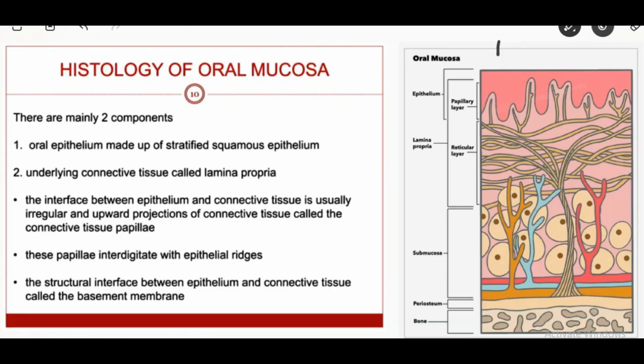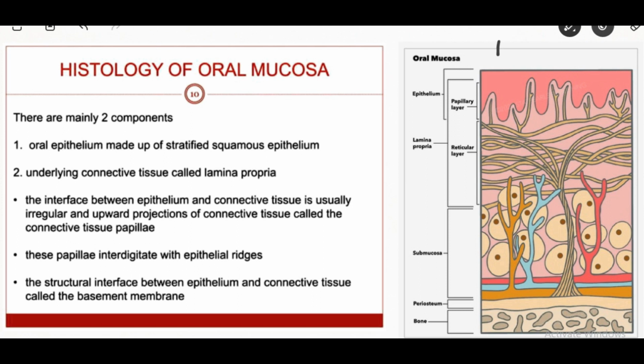Now coming to the histology of the oral mucosa. What are the components of the oral mucosa? The oral mucous membrane consists of two layers. One is the epithelium layer and the second is the connective tissue. The connective tissue components are the lamina propria and the submucosa. The oral epithelium is made up of stratified squamous epithelium.